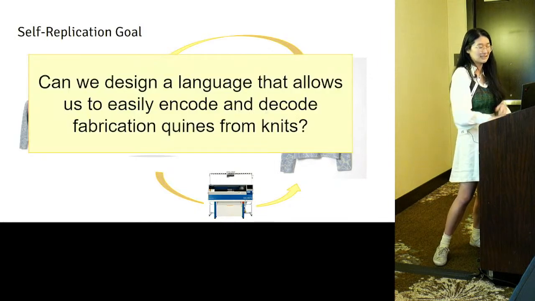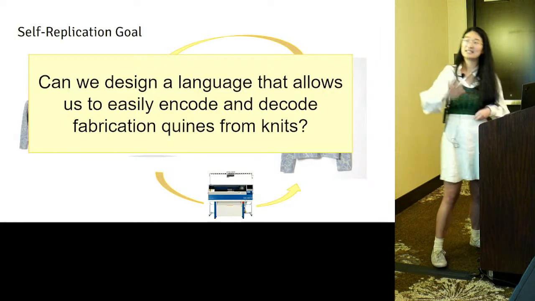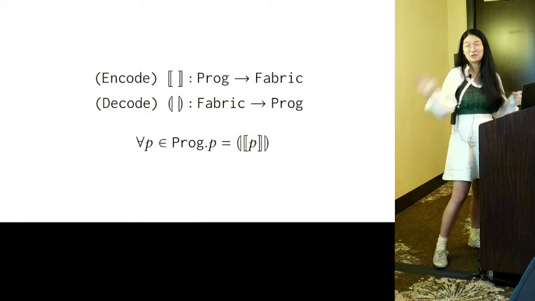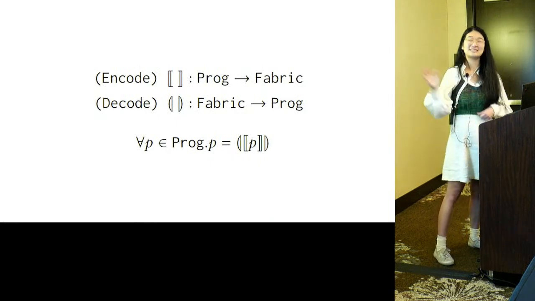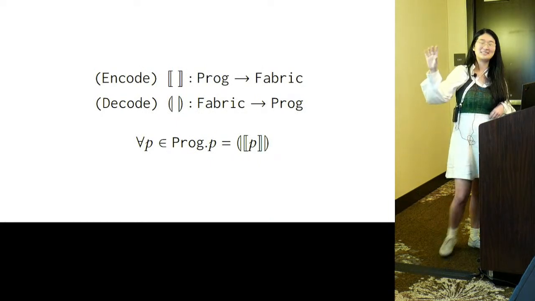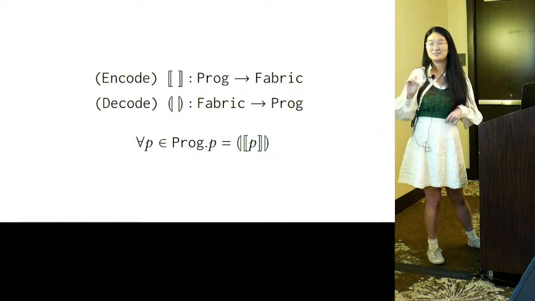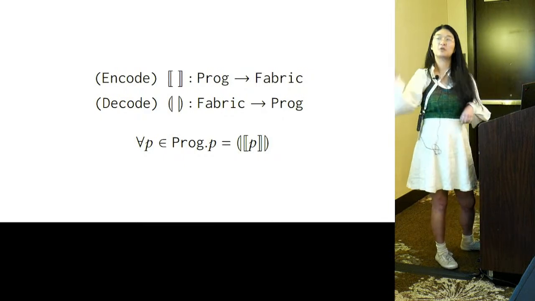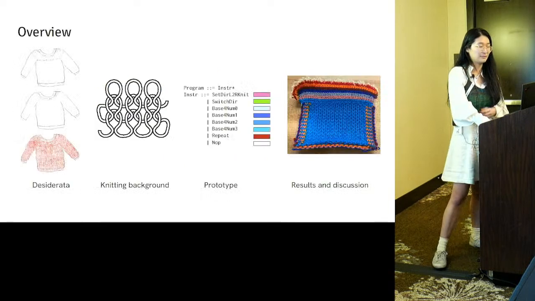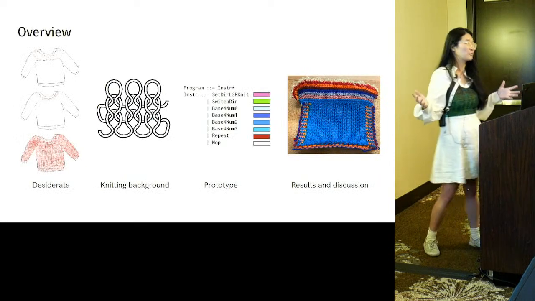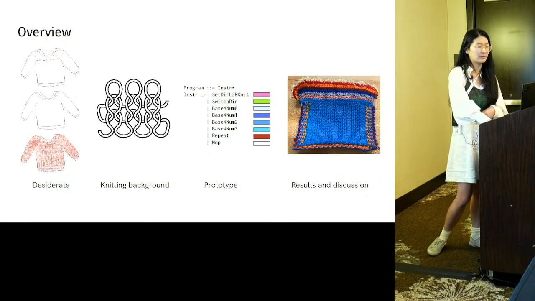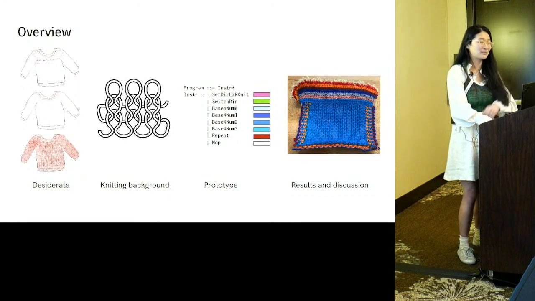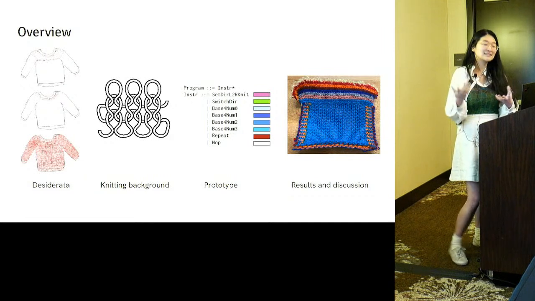So really the question is, can we design a language that allows us to easily encode and decode fabrication quines from these knits? A little more formally, we want to be able to write these two functions, encode and decode, over the representation. When it's all said and done, your input program, once encoded and decoded, should be equivalent to the original program. Great, so we have an idea of what we want to do, and we have some formal criteria for the representation. But I'm going to point out that doesn't really paint the full picture.